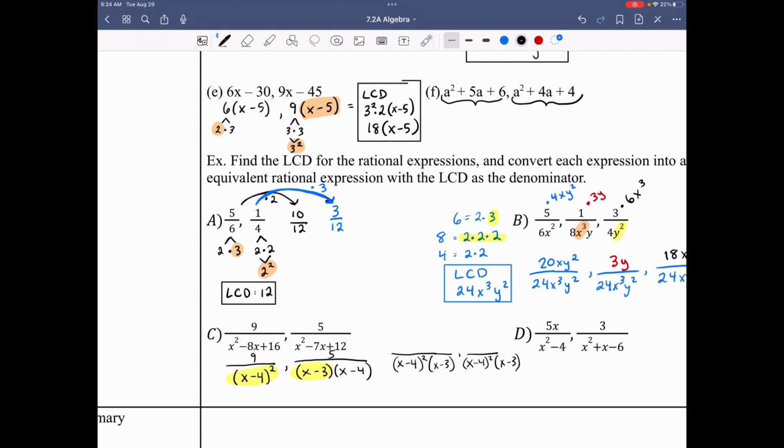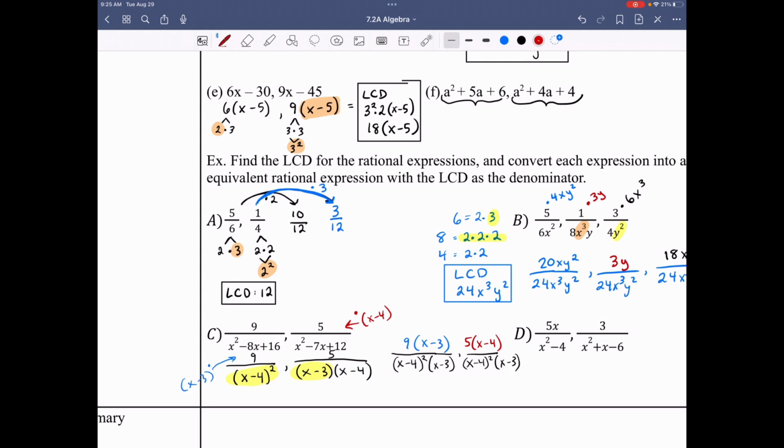So how would we get the first one with the 9 in the numerator and the x minus 4 squared? We also have to multiply that by x minus 3. So I'm going to multiply this 9 by x minus 3. So 9 parentheses x minus 3, because that's what the denominator was missing on that one. Now on my second one, the 5, the denominator was x minus 3 times x minus 4, but it's missing an x minus 4. So I'm going to multiply by an x minus 4. And that becomes 5 times x minus 4. Now you have common denominators.